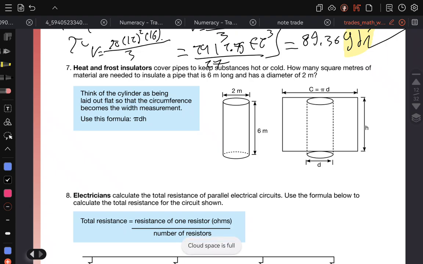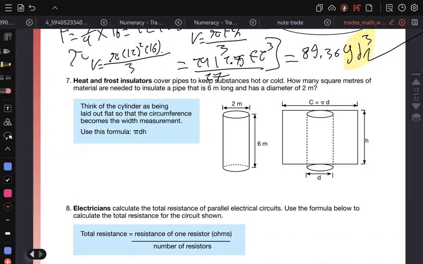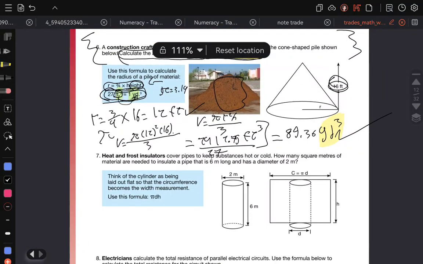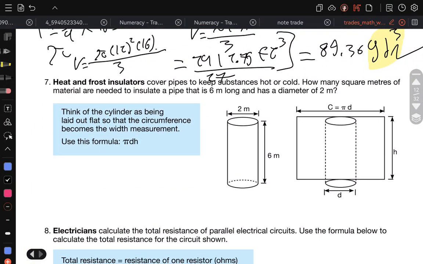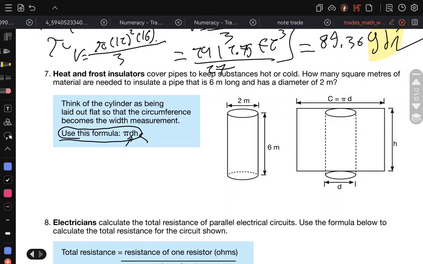The other question is about heat and frost insulation. So stop the video, read the whole question. Also try to read the formulas back there. Let me open the formula over here so I don't forget it either. Now we have the formula here: pi times diameter times height. C equals pi times diameter.